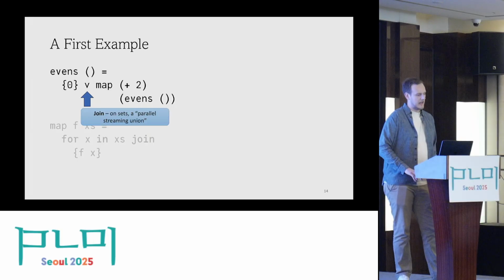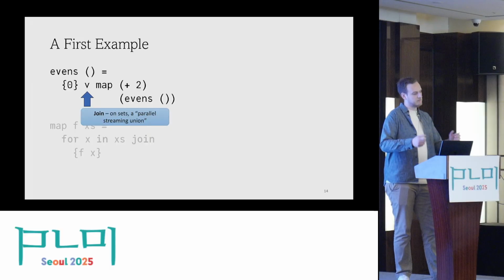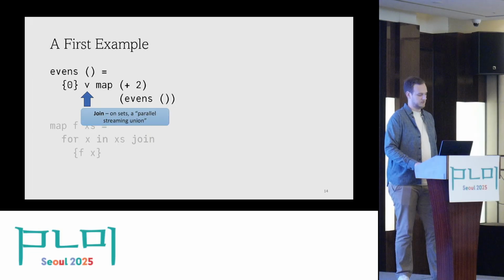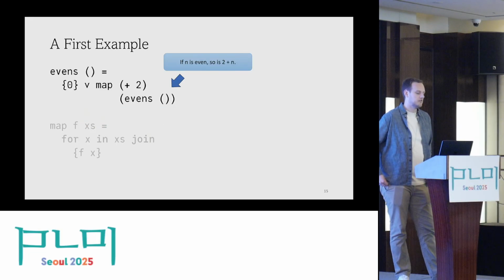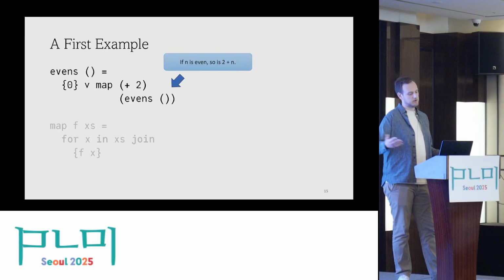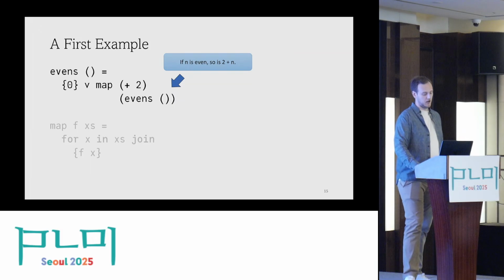The idea is that as you're computing, it runs its arguments in parallel, and as those arguments stream results out, it takes them and it merges them somehow, and then outputs the result in real time. Then on the right hand of the join here, we have a little expression that tells us if a number n is even, well then n plus 2 should also be even. We do that by mapping plus 2 over the recursive call to evens.